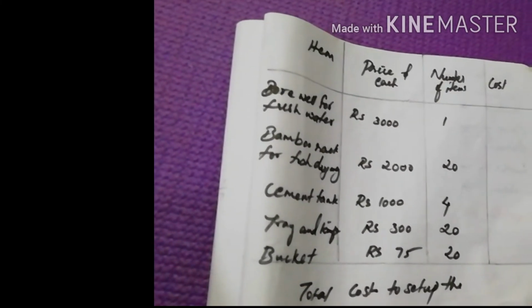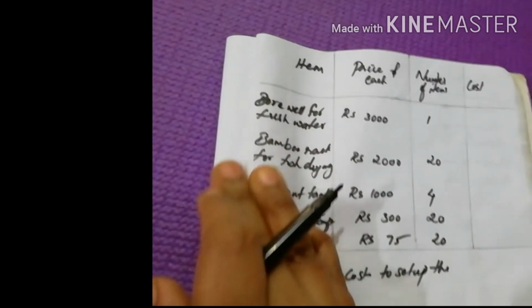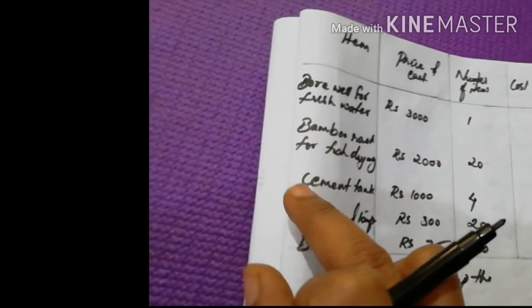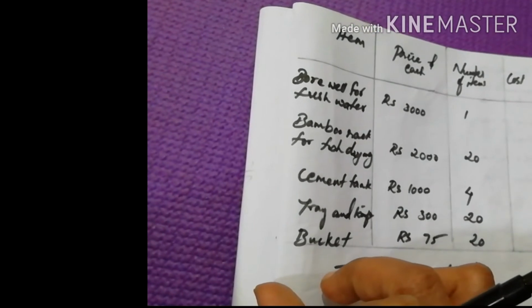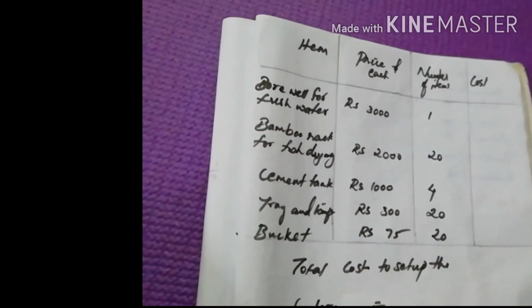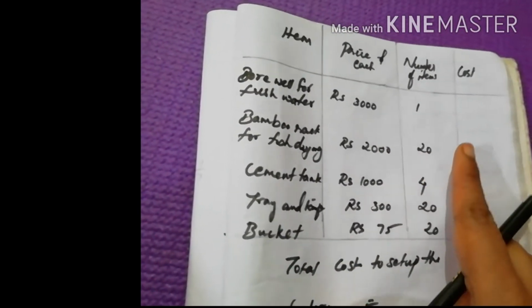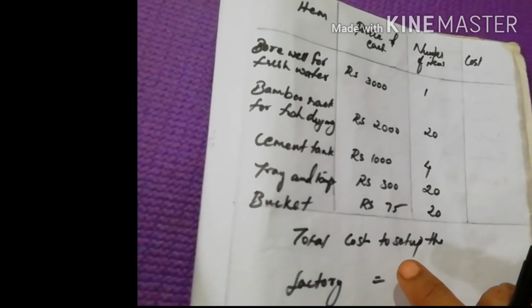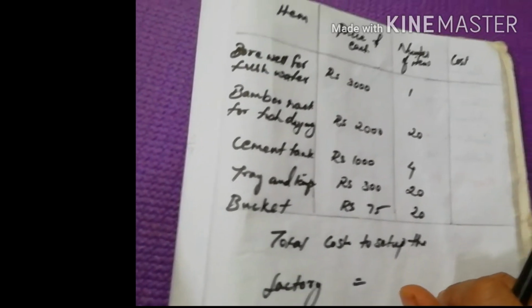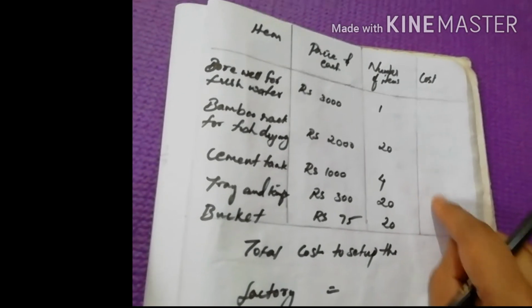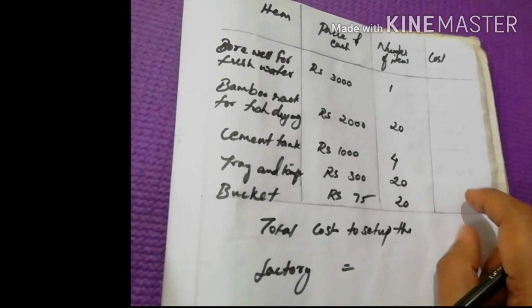Okay, so this is the table. Items: borewell for fresh water, bamboo rack for fish drying, cement tank, tray and knife, bucket. And the price of each is given. The number of items is this. We need to find out the total cost to set up the factory. How can we find it? For finding it we need to find out the cost of each of them and add.